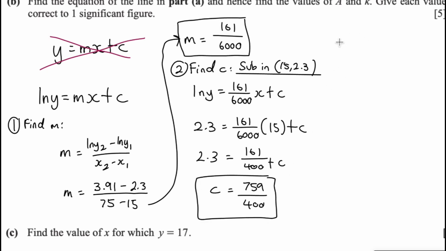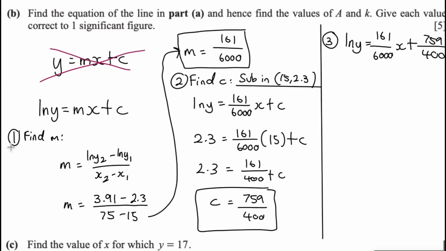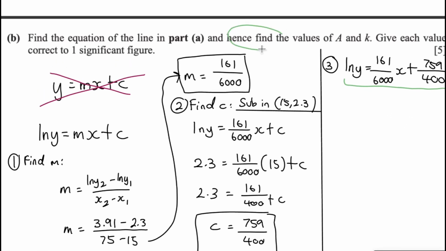You're going to take this value of c and just put it into the next part here. So update your equation with the values of m and c. That's ln y equals 161 over 6,000 x plus 759 over 400. That is the equation of the line. And this is actually part of the answer. We want to find the values of a and k given that we have this equation, and we have to give each value correct to one significant figure.